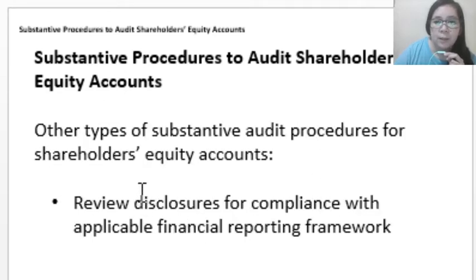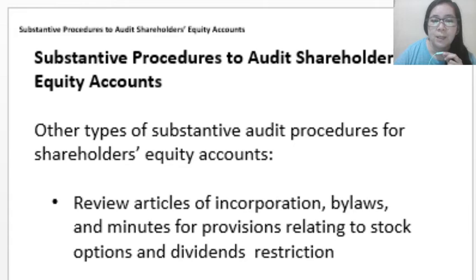Another procedure is the auditor can review also the disclosure that is required for the shareholders' equity account, based on the requirement in the standard. Another is the auditor can also review the articles of incorporation, bylaws, and minutes of the entity for the provisions of any related transactions to stock option and any dividend restriction.